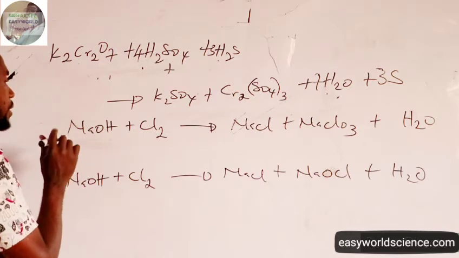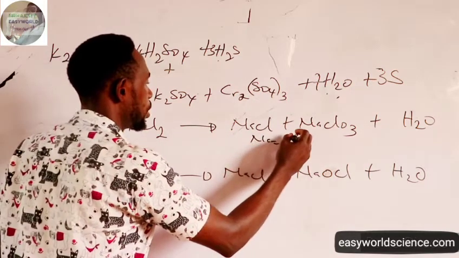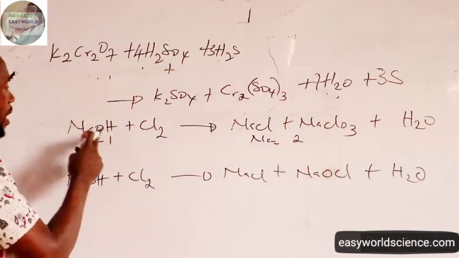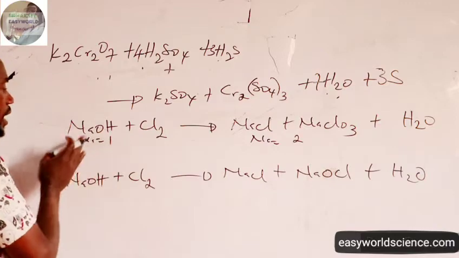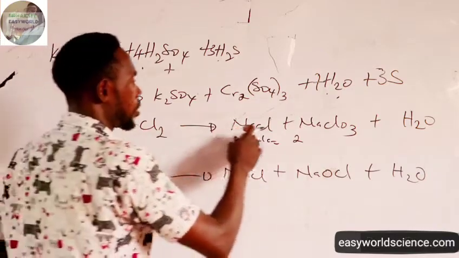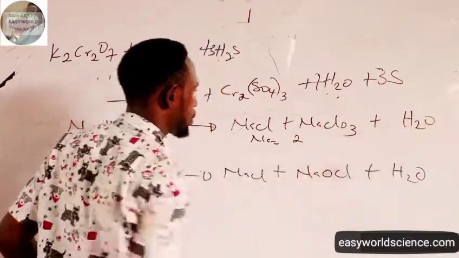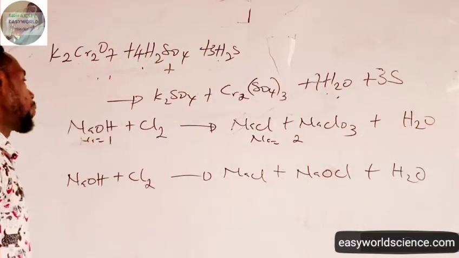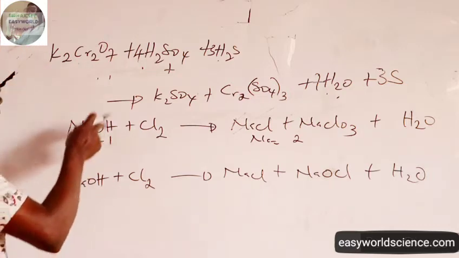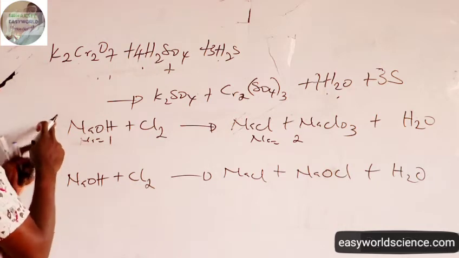But let's calm down first. Sodium here is 1. Sodium here is 2. Then what about oxygen? Oxygen here is 1. In the reactant side, oxygen is 1. This is the only oxygen. But on the product side, we have 3 plus 1. We have 4. So which means the number that will balance this equation, we must start with 4 here. It is a must that 4 will start here.